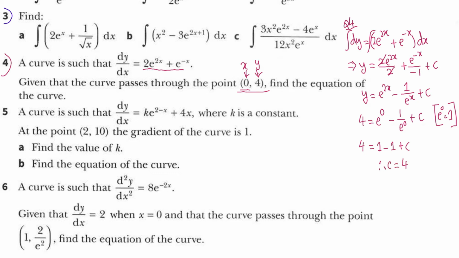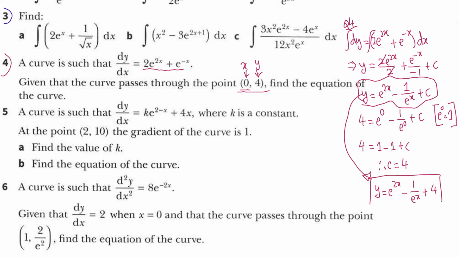So our final step is to just put in our value of c and write that expression, and it should be y equals e to the power 2x minus 1 by e to the power x plus 4. This is our final answer of this question. Hope you enjoyed the questions I am solving.